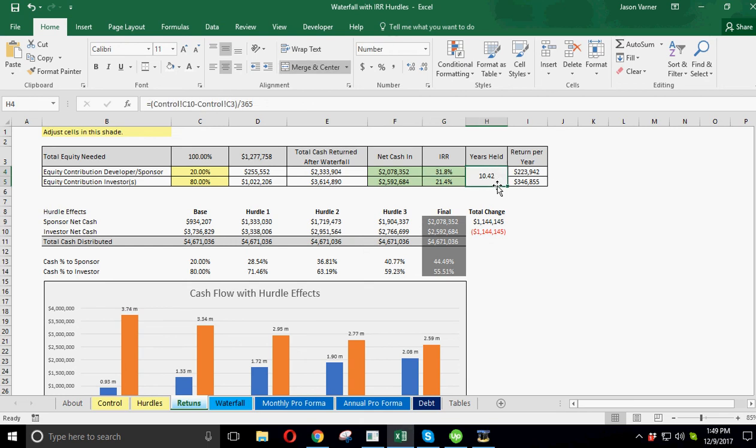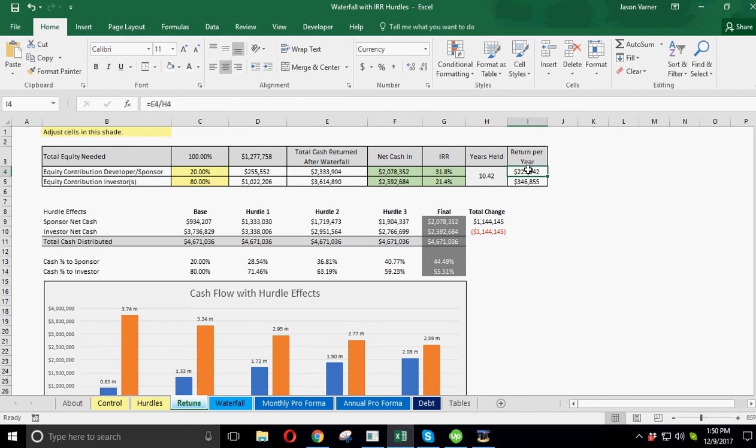Years held is 10, and that's going to be dynamic based on what you do in the control tab. You've got return per year, which is just taking the total cash returned and dividing it by the years held. So it's saying, if I put 255,000 out, I'm going to get 223,000 back every year if you annualize the entire money you're going to get over the life and put it on a yearly basis. Obviously, you're going to get more in different years based on the rent changes and the exit value, but it's just a hard dollar amount that's interesting to see.